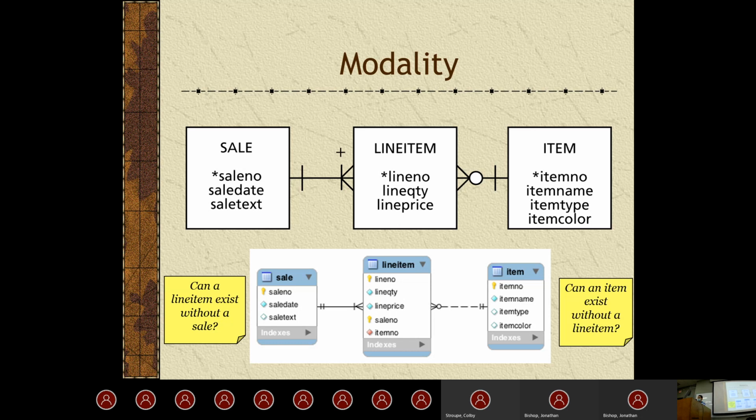Can an item exist without being associated with a specific line item or any line item? That's exactly correct. It can. Everyone see how we got those two answers? You'll certainly see some questions like this on the exam, so make sure that you're familiar with that.